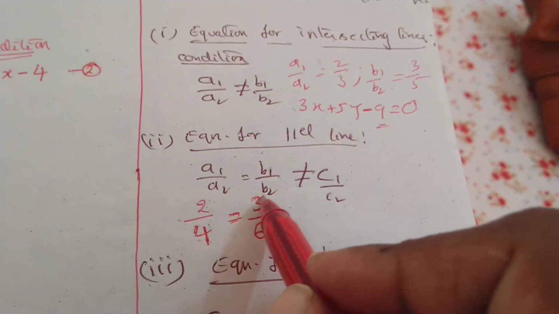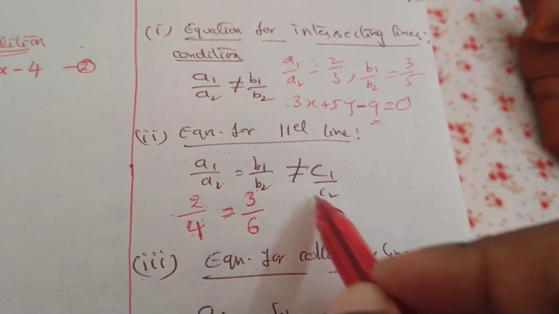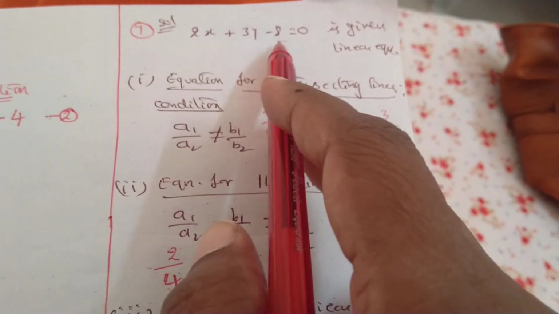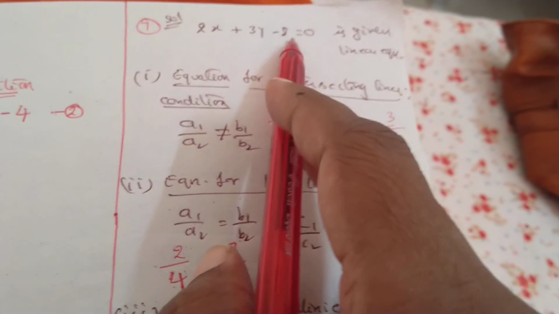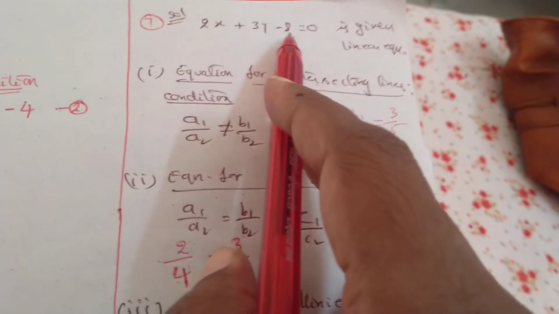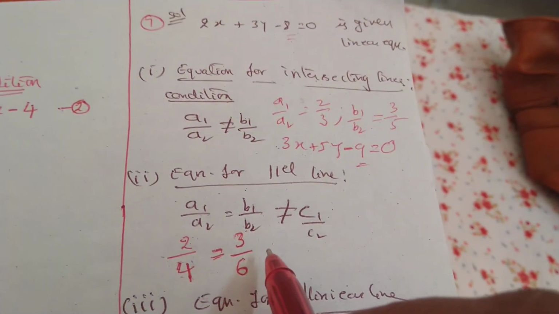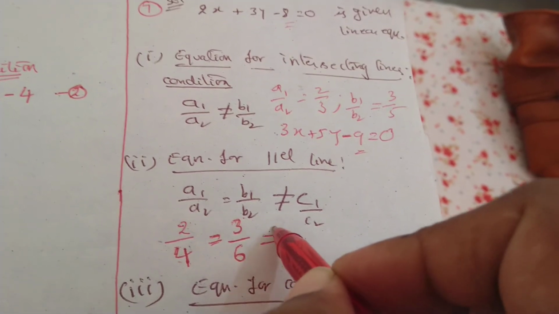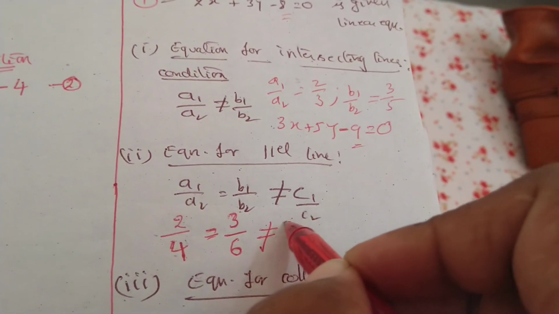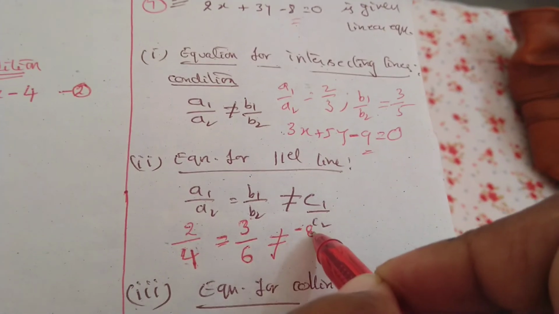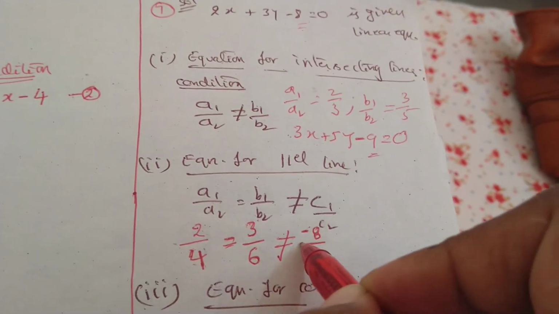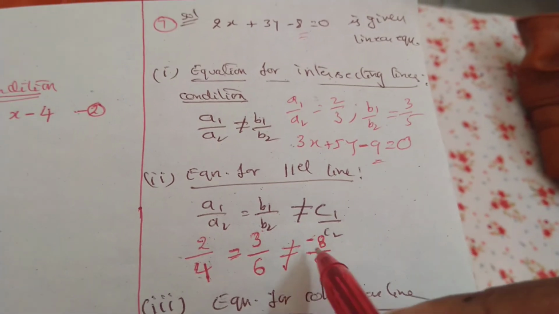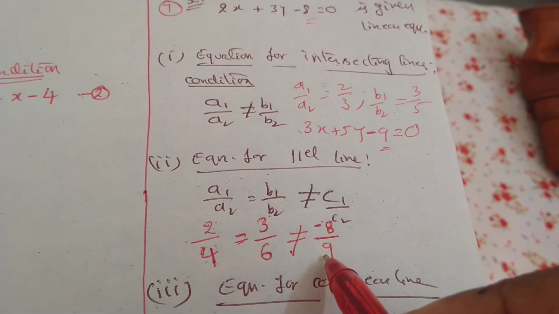Is it enough? No. They should never be equal to C1 by C2. What is C1? C1 is minus 8. So you may take plus 8 also here, not an issue. So this should not be equal to, C1 being minus 8. So I will write it as something like 9. Or I can write even plus 8, not an issue.